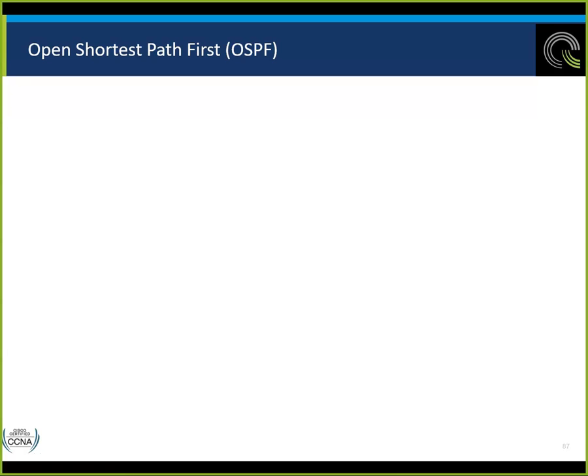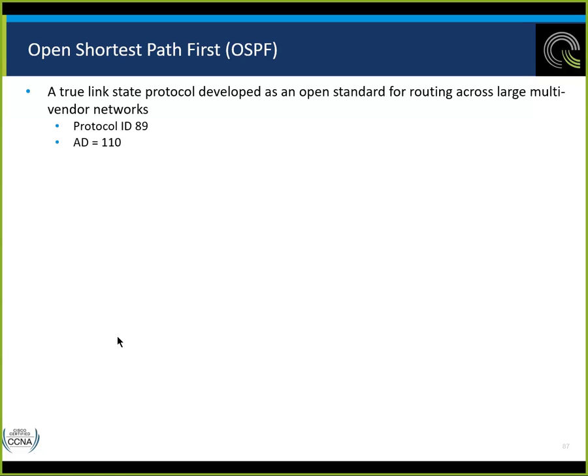The next topic that we want to do is OSPF. Single area OSPF, we got multi-areas, the one that we looked at a little earlier. What we want to look at is OSPF, Open Shortest Path First, which again is the protocol that the CCNA uses. It is a link state protocol developed as an open standard, and it is an open standard used by multi-vendors. Its protocol ID is 89.